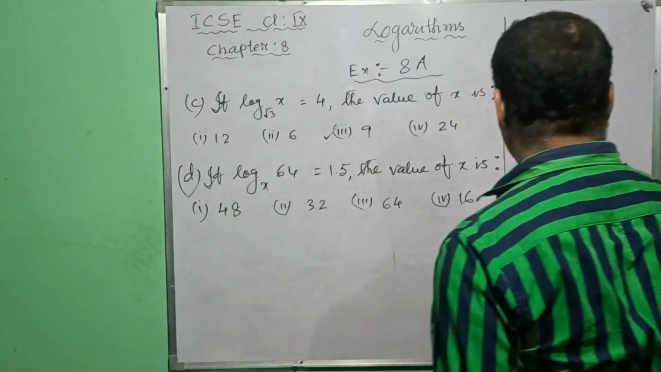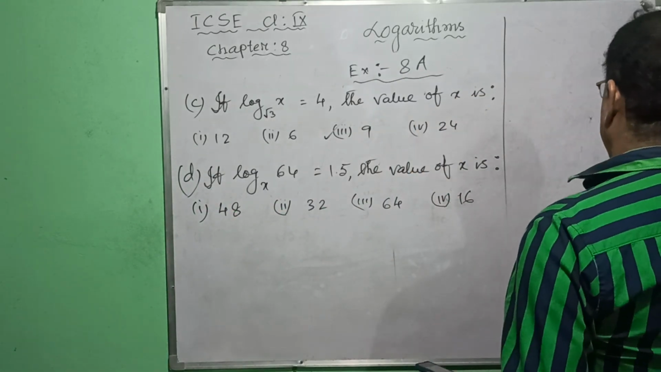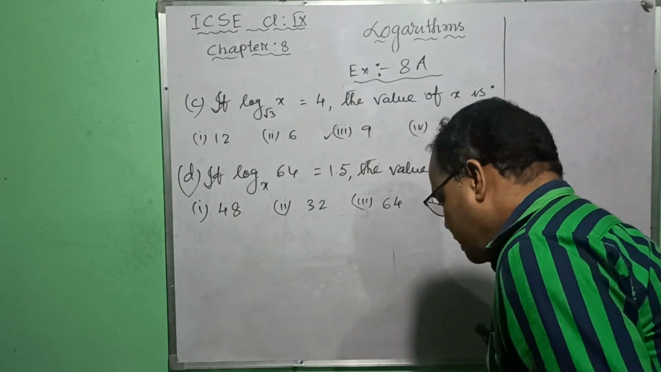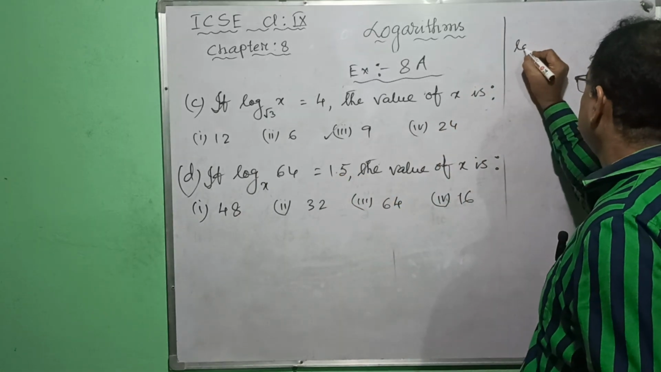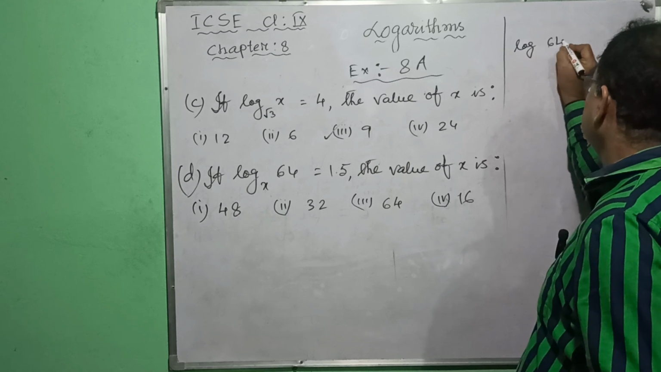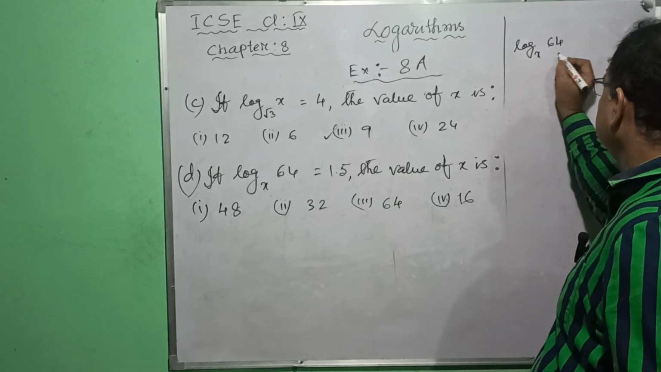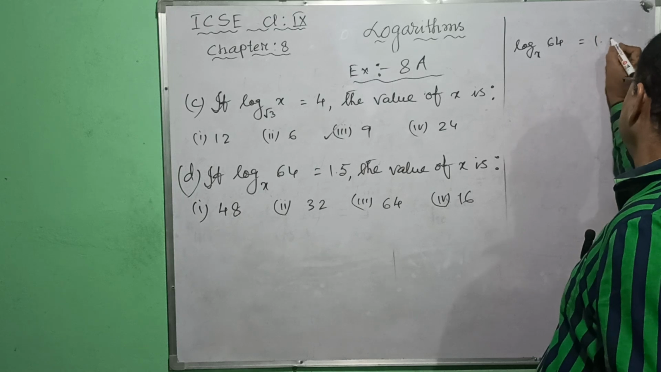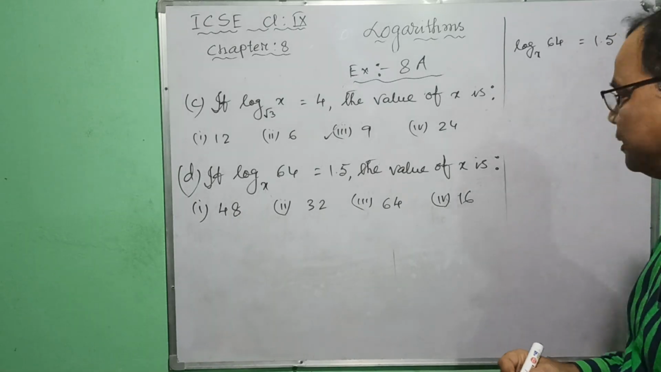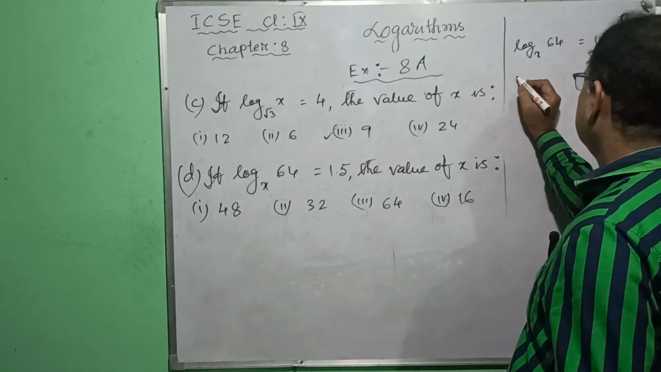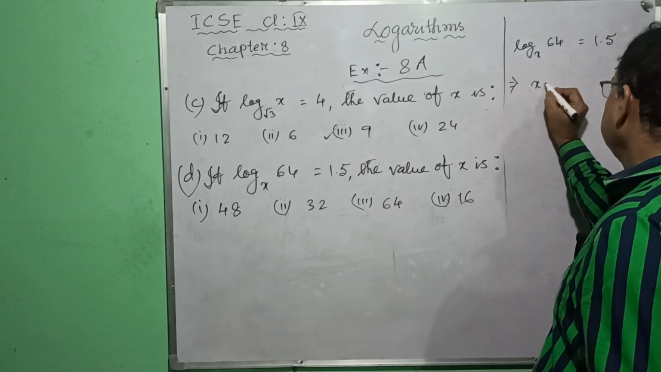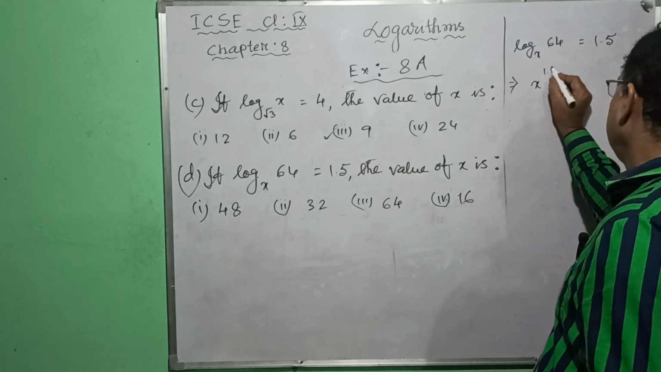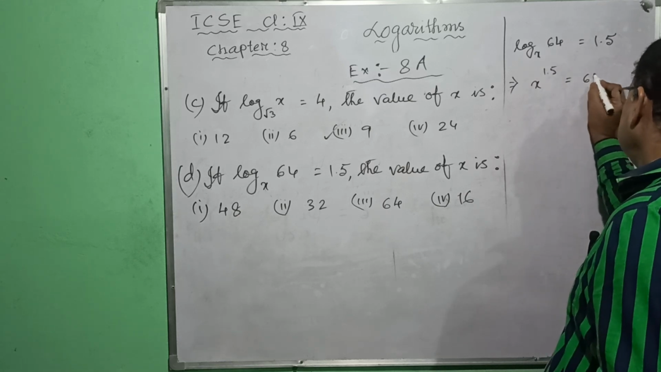So if we do it, how we can do it? First of all, we'll write the condition as it is given: log 64 base x equal to 1.5. From this condition, how we can write? We can write x to the power 1.5 equal to 64.